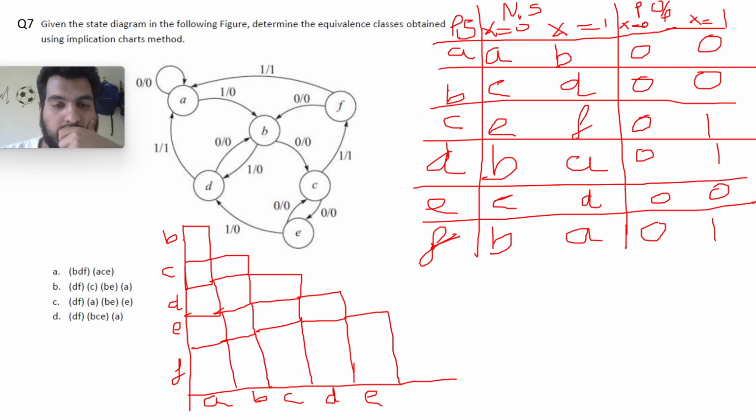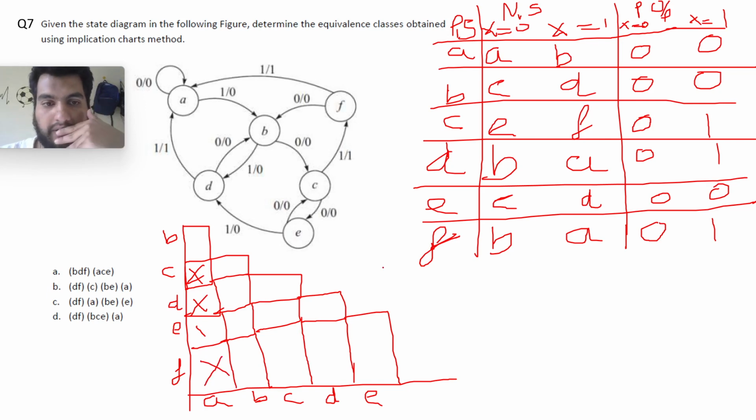So now let's just look at B and A. Their outputs are the same. First we'll mark crosses for all those boxes where the output is different. A and B have the same output, A and C have different outputs, so let's mark cross. A and D have different outputs, mark cross. A and E have different outputs, mark cross. A and F have different outputs, let's just mark them cross.